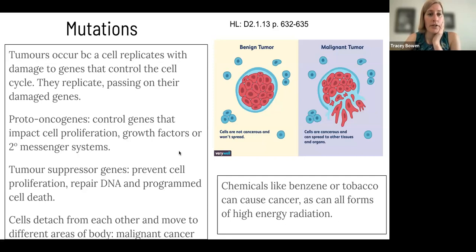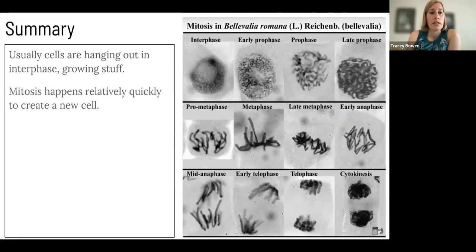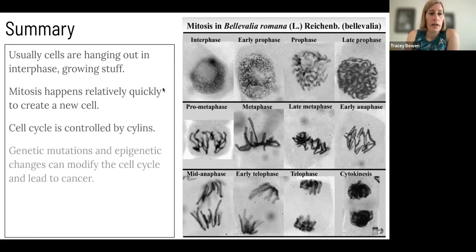DNA is being damaged. So to summarize, usually cells are hanging out in interphase, growing stuff. Mitosis happens relatively quickly to create a new cell. Relatively quickly, meaning that the mitosis process happens over the course of 60 to 90 minutes, whereas about 24 hours is the cell cycle, where everything's hanging out in interphase. The cell cycle is controlled by cyclins.